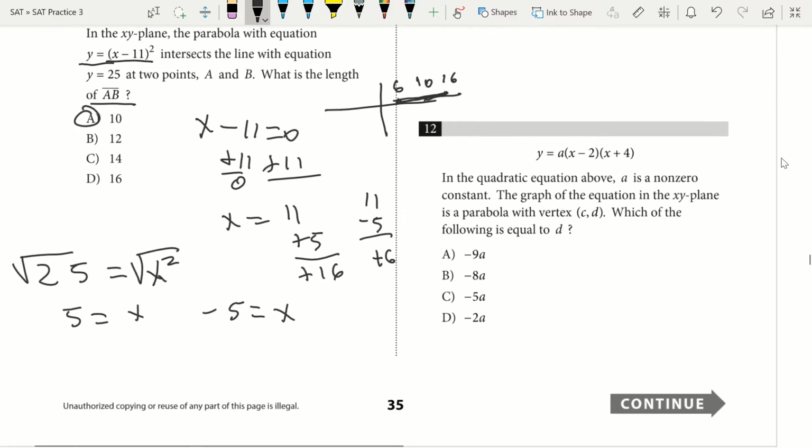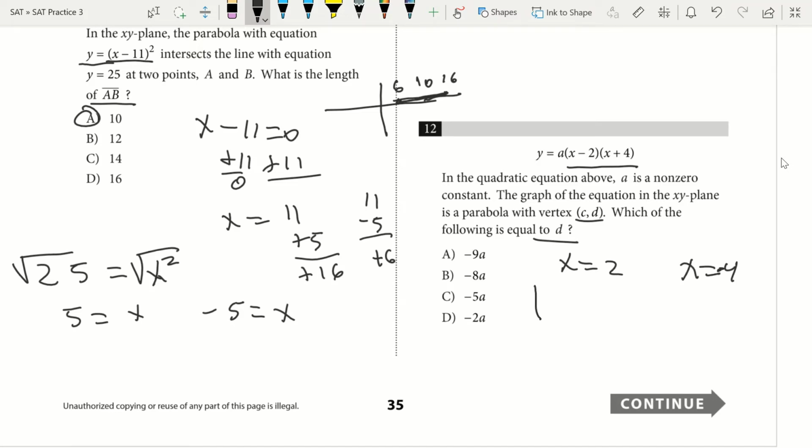Question 12. In the quadratic equation above, a is a non-zero constant. The graph of the equation in the xy plane is a parabola with vertex c, d. Which of the following is equal to d? Well, in order to solve for d, I gotta first know what my c is, right? Well, I already know my zeros, right? My zeros are going to be x equals 2 and x equals negative 4.